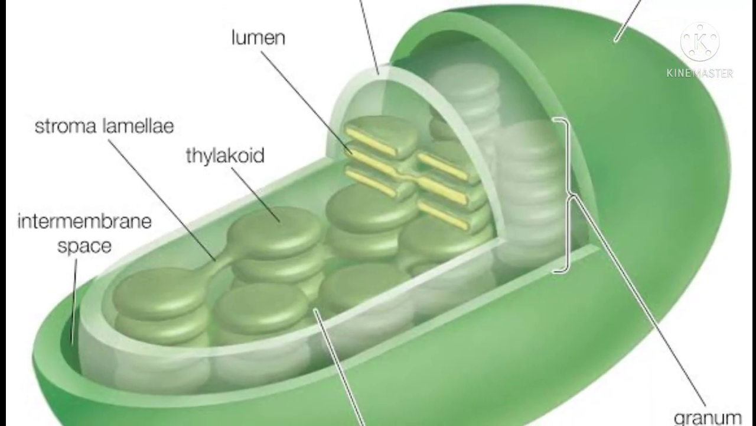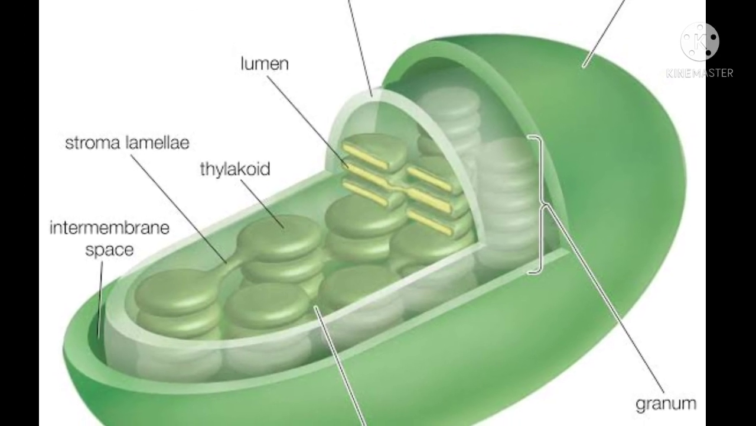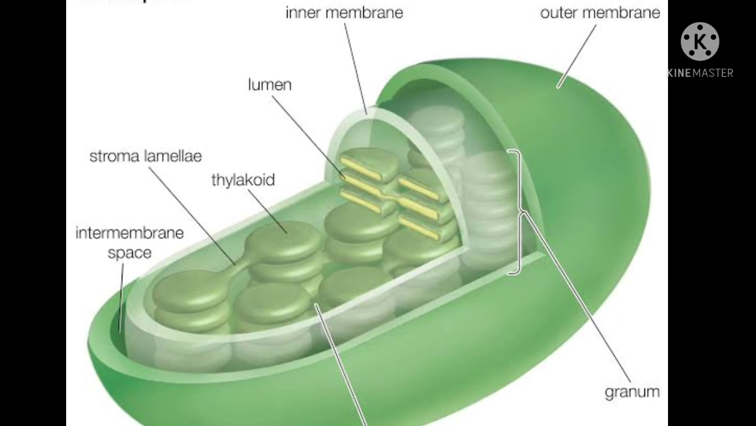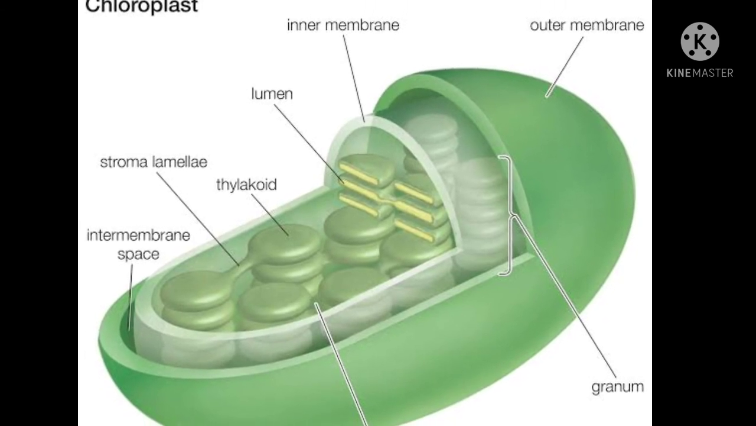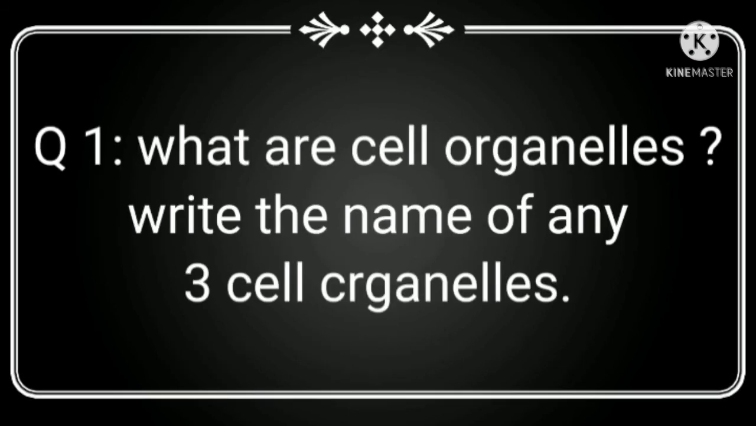So, the final difference is the presence of chloroplasts in the plant cells. Chloroplasts are the green colored double membrane bound organelles which carry out photosynthesis for the plant. So, children, write down the homework in your notebooks and try to answer these questions.